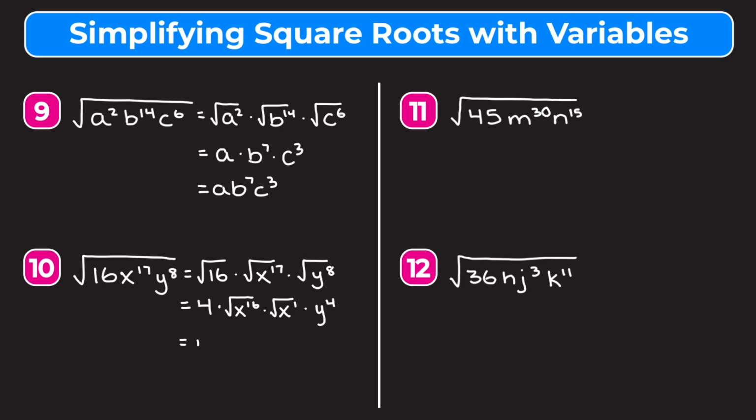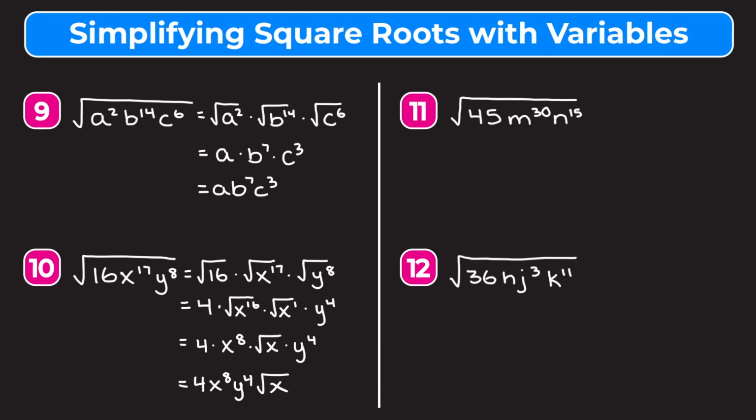And now I can simplify the square root of x to the 16th by cutting the exponent in half to get x to the 8th. I still have the square root of x to the 1st, which is the same as the square root of x. And I have y to the 4th. And finally, let's just put everything that's not under a root next to each other. So we get 4x to the 8th, y to the 4th, times the square root of x.